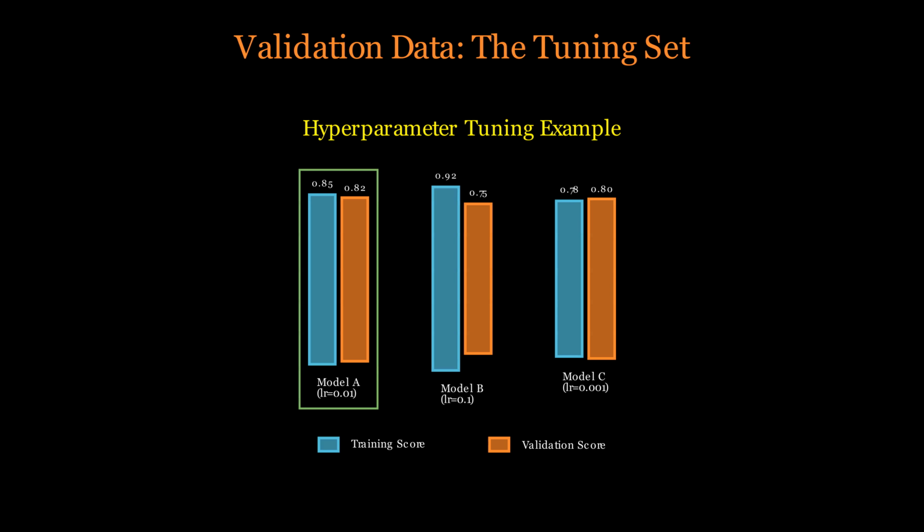The validation data clearly indicates Model A is our best choice. This demonstrates the power of validation data in guiding our decisions. Without it, we might have chosen Model B based solely on training performance, leading to poor real-world results.